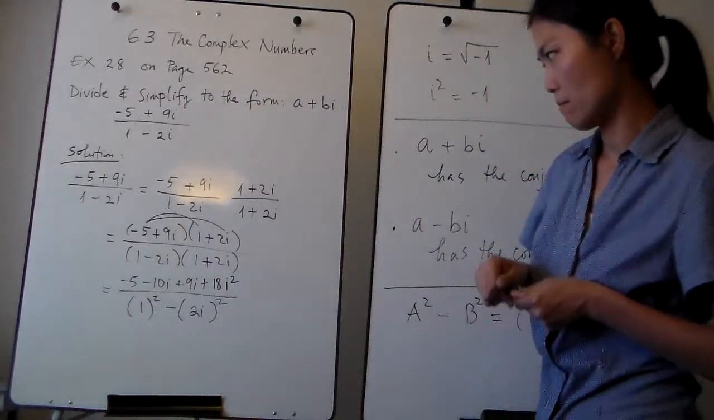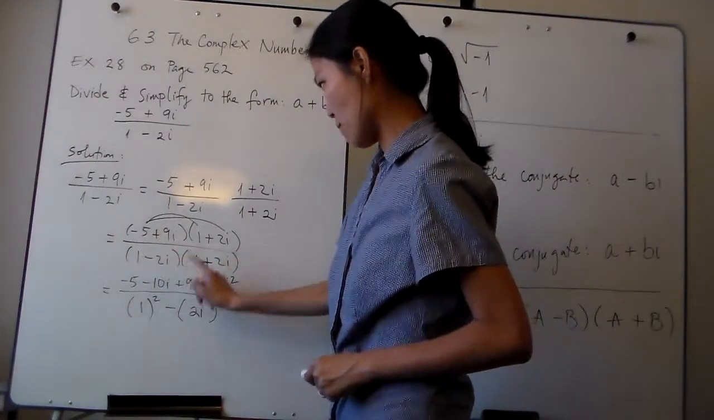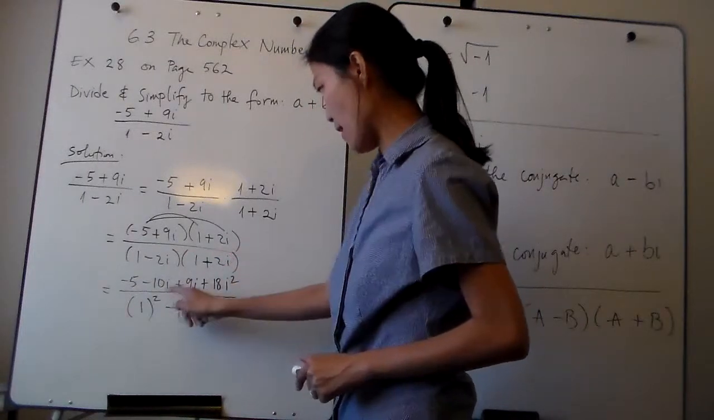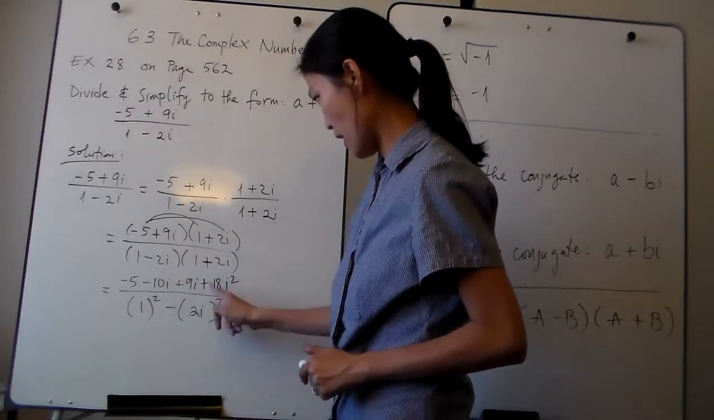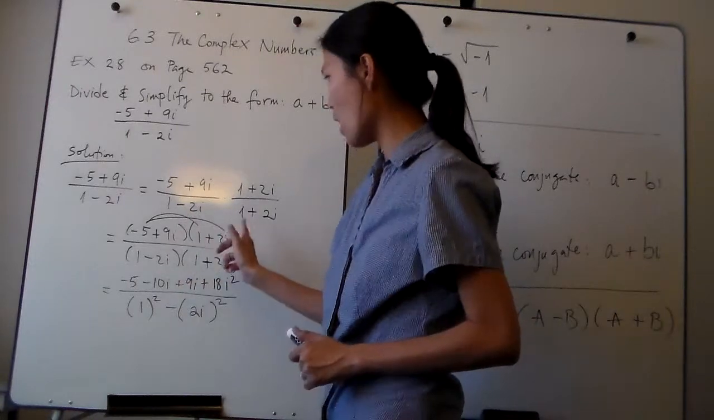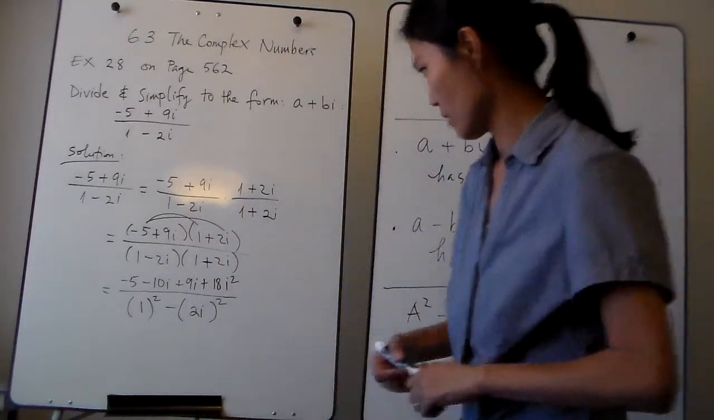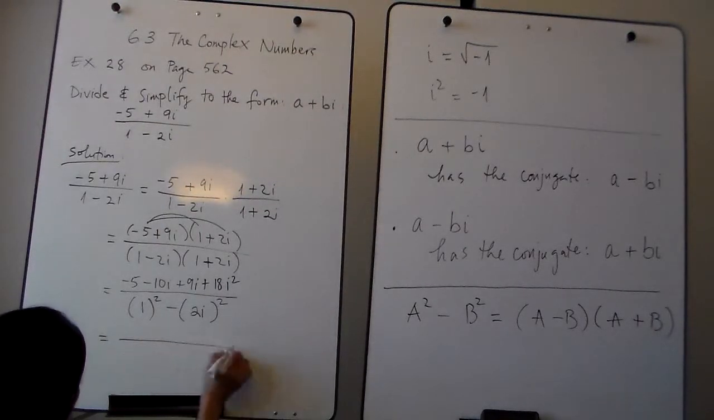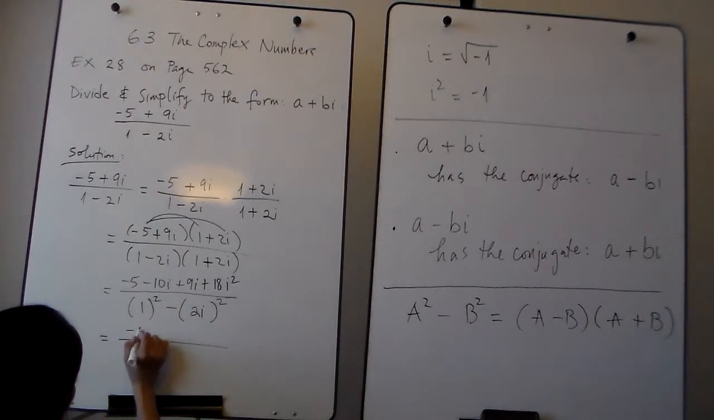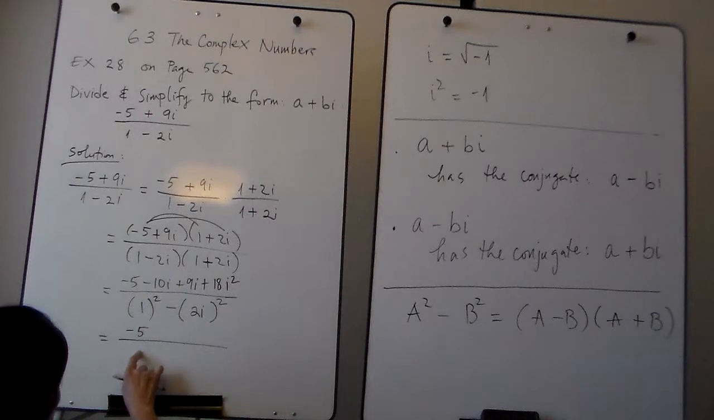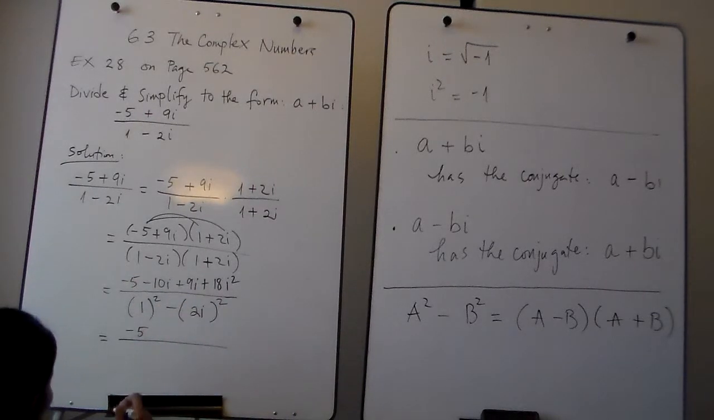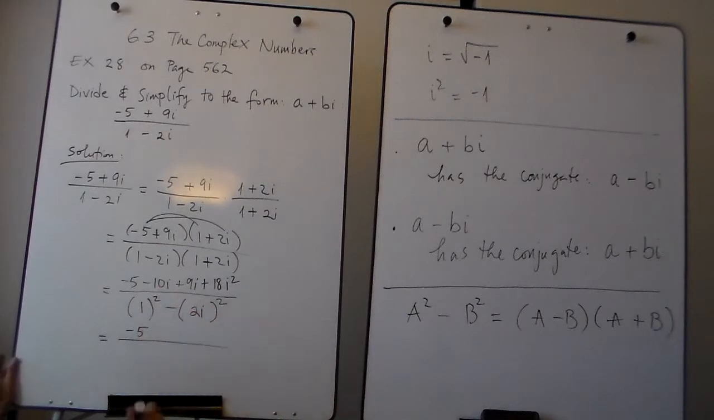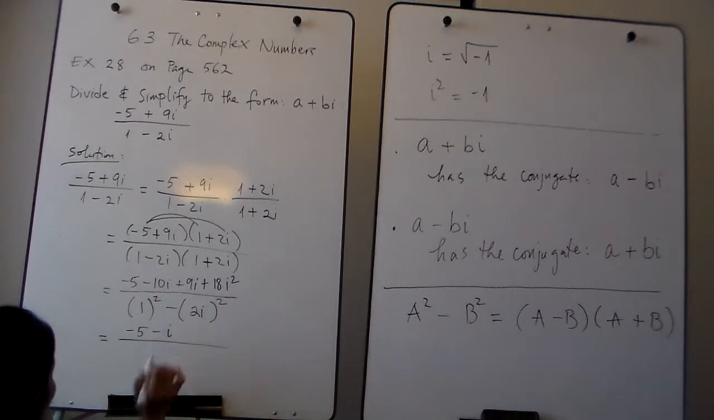Okay? Let's verify. -5 times 1 is -5. -5 times 2i is -10i. 9i times 1 is 9i. 9i times 2i is 18i squared. Simplify by combining like terms. On the left-hand side, negative 5 is the only constant, so leave as is. -10i and 9i are like terms. You can combine these two. So negative 10i plus 9i is negative i.